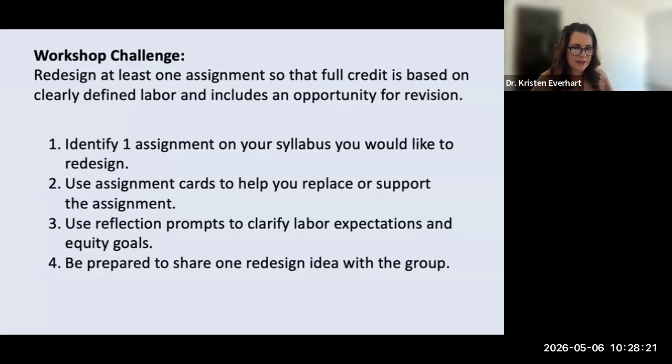Okay. So I just put the assignment cards and reflection prompts in the chat. The idea is to pick that one assignment from one of your syllabuses, use the assignment cards to help you. You can either entirely replace it or you can support that assignment with some minor revisions. And then use the reflection prompts to help you clarify the labor expectations and equity goals for that assignment. And then be prepared to share one redesign idea. I'm hoping we get to share out when we come back, if we have a few groups that are excited to share out.